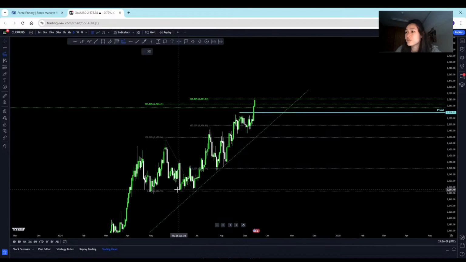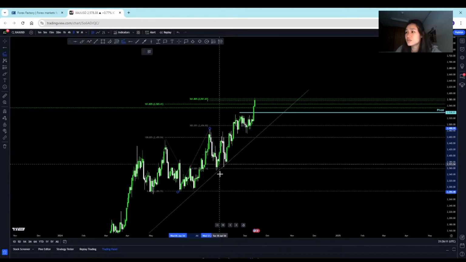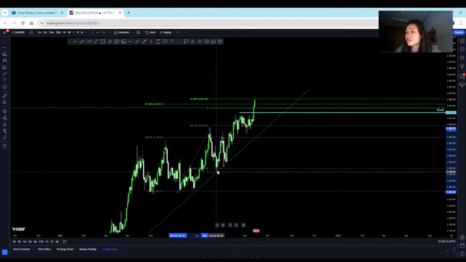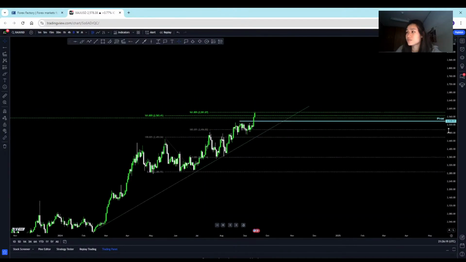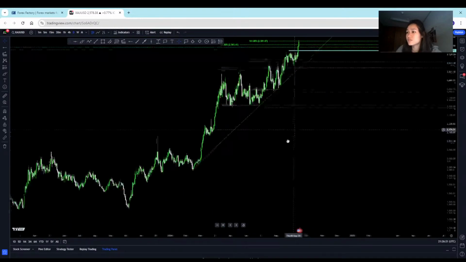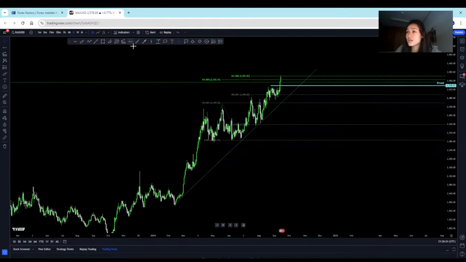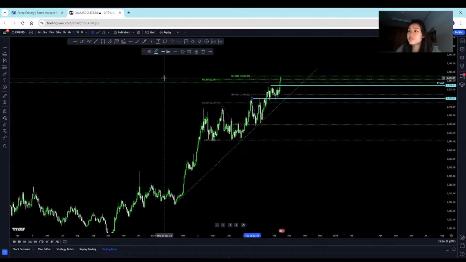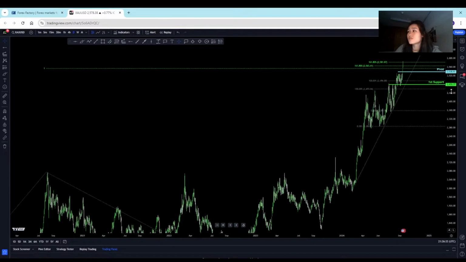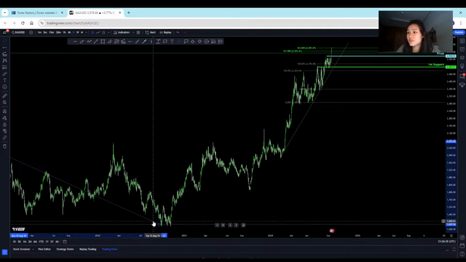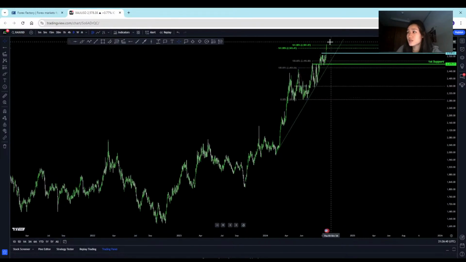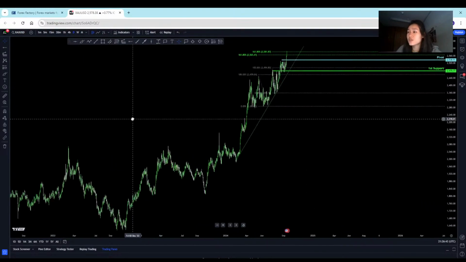Okay, I'm going in with a projection as well. Okay. And then I'm just going to place my first support just over here at this overlap level. I'm going to be removing this 100% because price has already broken out of it quite a bit.